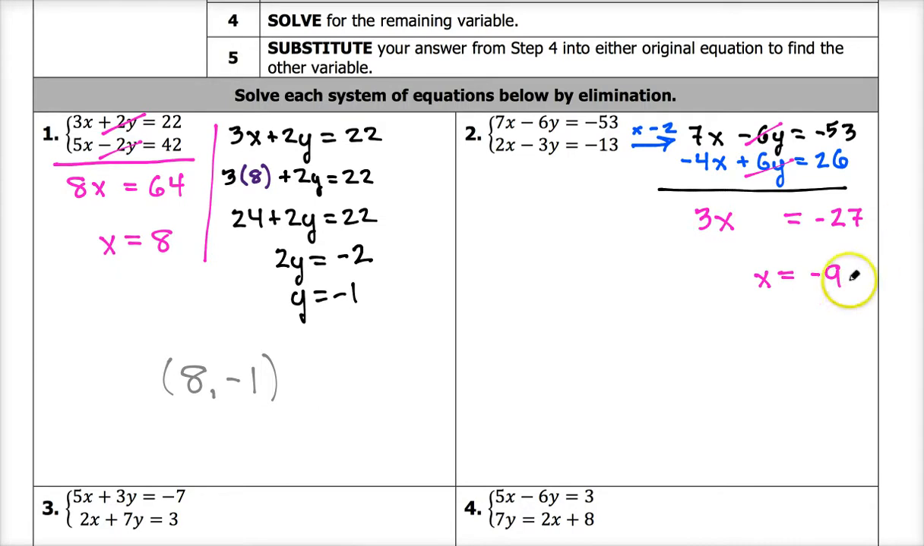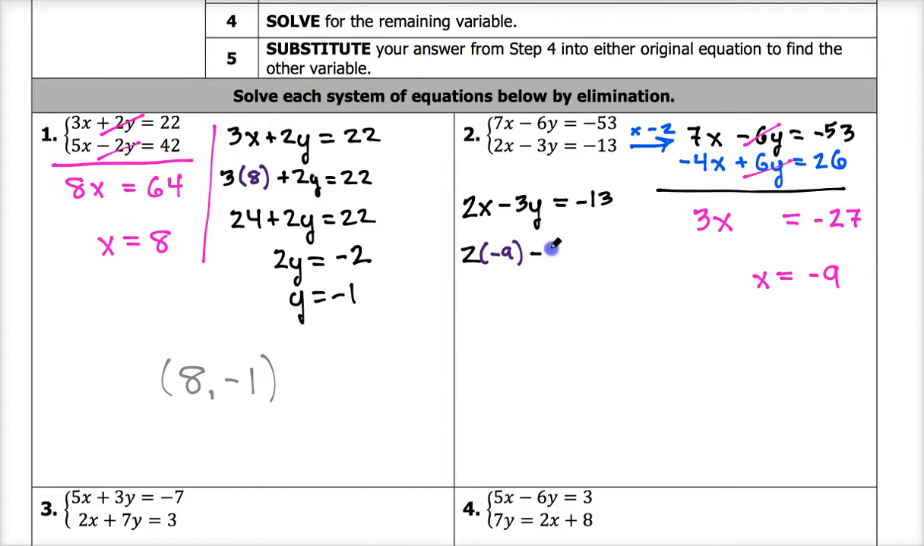So now I need to go back. I need to substitute negative 9 in for x into either one of my original equations. I'm going to choose my second equation this time, just because those numbers are a little bit smaller. So 2 times negative 9 minus 3y equals negative 13.